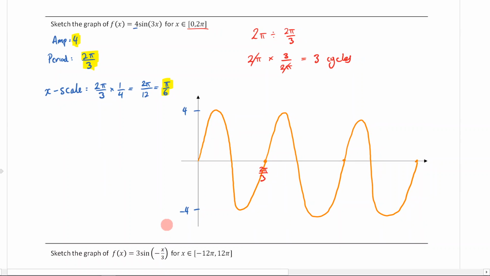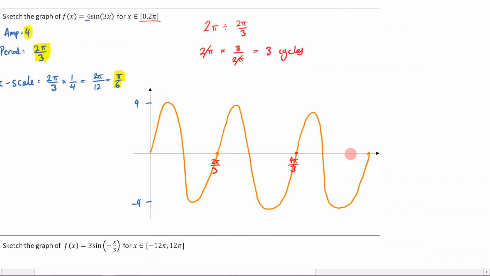Right, so once I'm here, let's now draw in our other points. So here's one cycle. Here's another cycle. So it's going to be 2 pi plus 2 pi, so it's going to be 4 pi on 3. And then our last one, so here's our last cycle here. This is going to be 6 pi on 3. Now 6 pi on 3, well 6 divided by 3 is just 2. So instead of writing that, I'm just going to write 2 pi, like that.